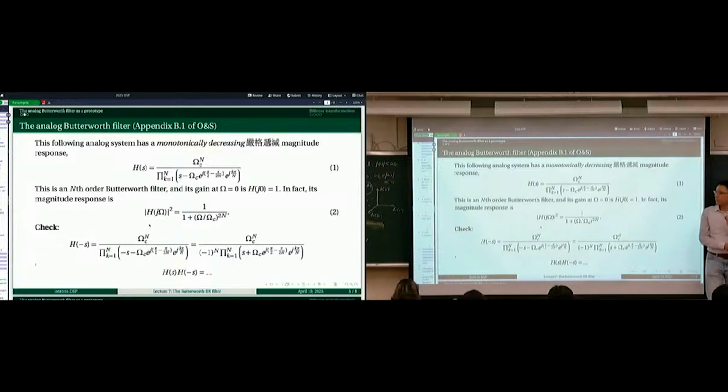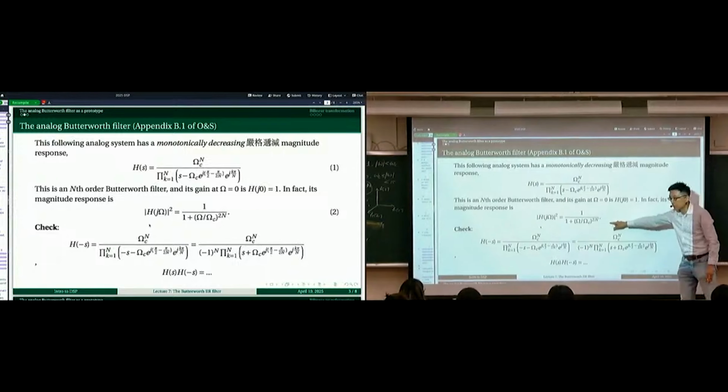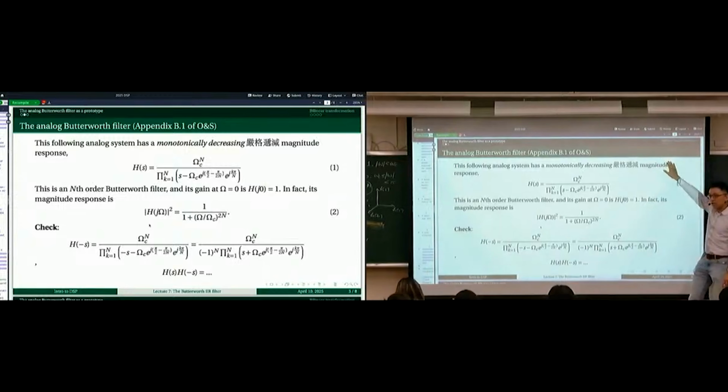But why? Just miraculously, this is the beauty of this system. The system has a very simple magnitude response as a function of frequency. The magnitude response looks very simple, even though this one looks hard. This requires maybe 1 hour of explanation. It's not straightforward. It's in the appendix, not even in the main text of the textbook.